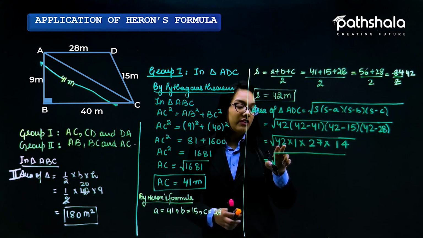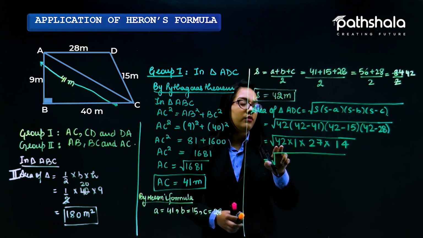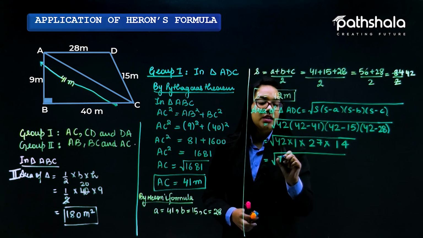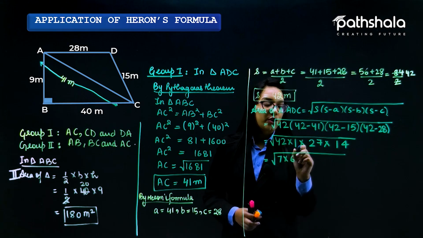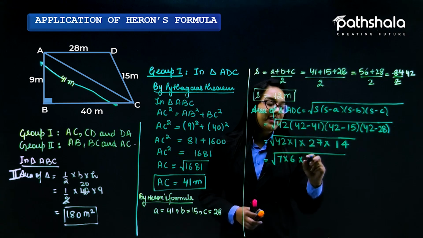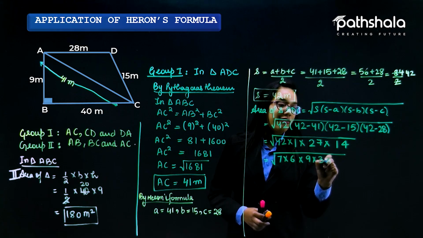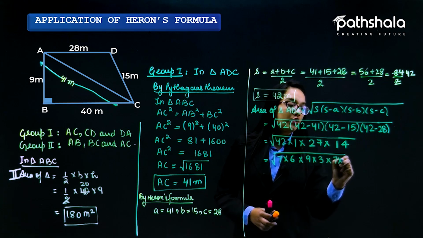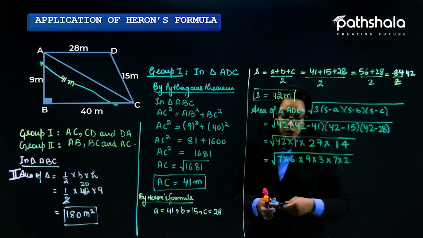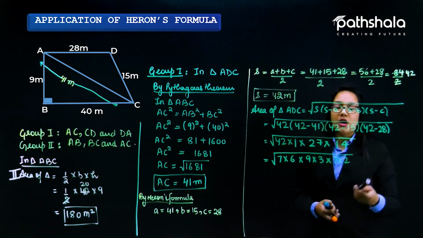So let us suppose I am starting with this one, we have 42. We can write it as 7 into 6 is 42. Further, we have 27. So we can write it as 9 into 3. Further, we have 14. We can write it as 7 into 2. So let's just take the elements or the numbers common out of the square root.